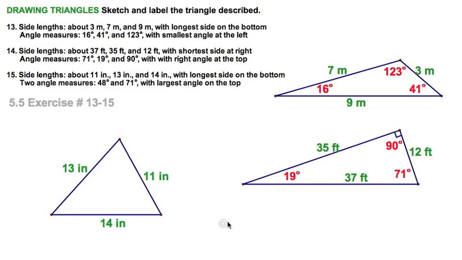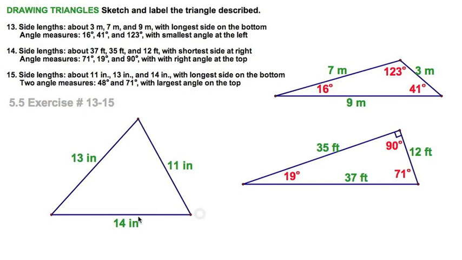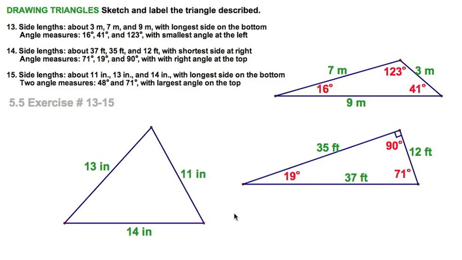All right, one more. Let's even make this one bigger just for fun. So we've got 11, 13, and 14 along the side and the bottom. That would be the 14. And we've got two angle measures given: 48 and 71. It says with the largest angle on top. Who are they kidding? We know the largest angle's on top because it's opposite the largest side. But we only have two angles. Fear not, because we have the third angle theorem, which tells us that the missing angle is, of course, 61.